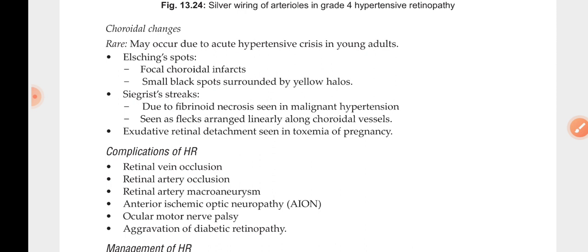In choroidal changes, we will see three things. That is Elschnig spots, that is focal choroidal infarcts, some small black spots surrounded by yellowish halos. Next is Siegrist streaks, because of fibrinoid necrosis in malignant hypertension. Next will be exudative retinal detachment.